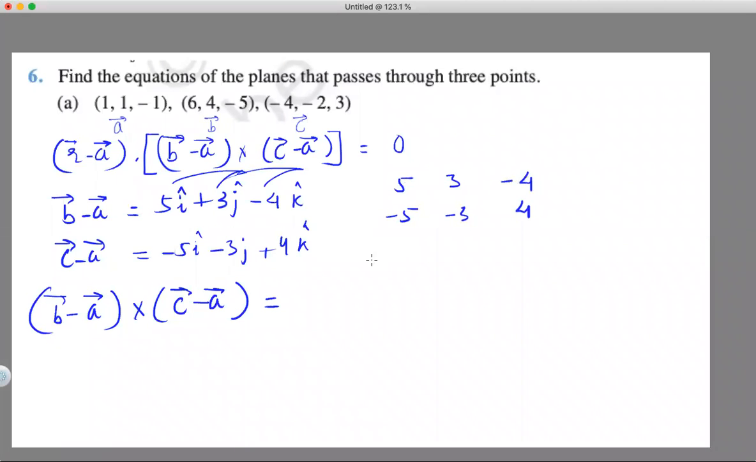This divided by this, 5 by minus 5 is same as 3 by minus 3, which is same as minus 4 by 4, which is minus 1.